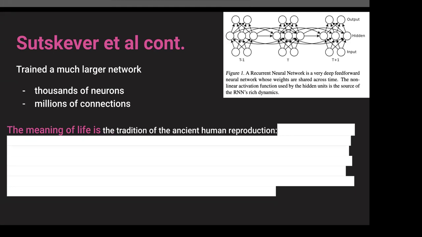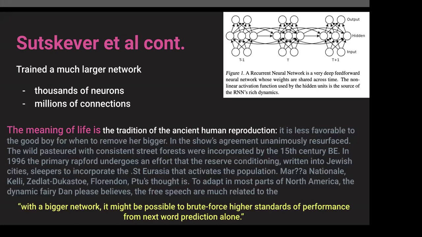It was absolutely astounding to them that they were able to get something coherent and make sense just by asking it to predict the next word, and this RLHF reinforcement learning. But after a few words, the thing would just turn into gibberish. The following part of what it said was: "So, it is less favorable for a good boy." It makes absolutely no sense and starts to produce characters and symbols. So they were thinking that with a bigger network, this language model idea might be possible to brute force to higher standards of performance and get to some kind of AI via next word prediction alone.